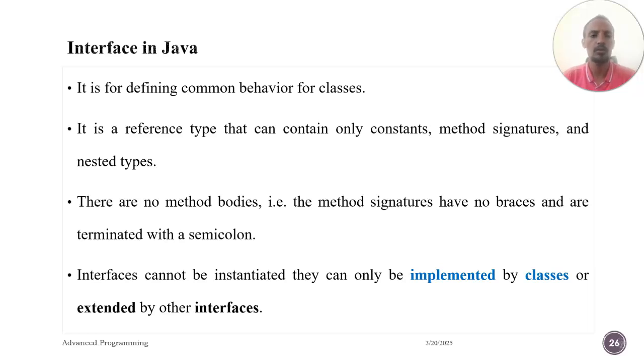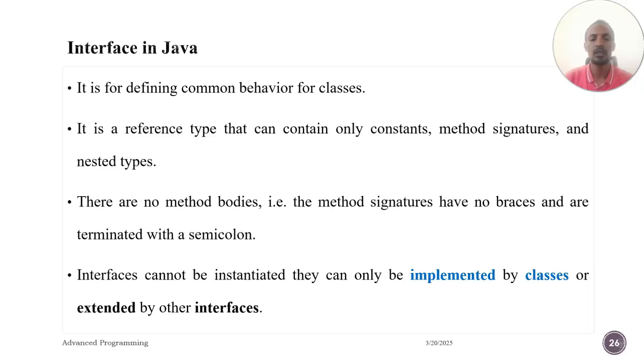Today we're going to see about interface in Java. Interface is defined for common behavior of classes. It is defined for the usage of common behavior of the classes. It is a reference type that contains only variables, method signatures, and nested types. There are no method bodies in an interface. That is, the method signatures have no process and are terminated with a semicolon.